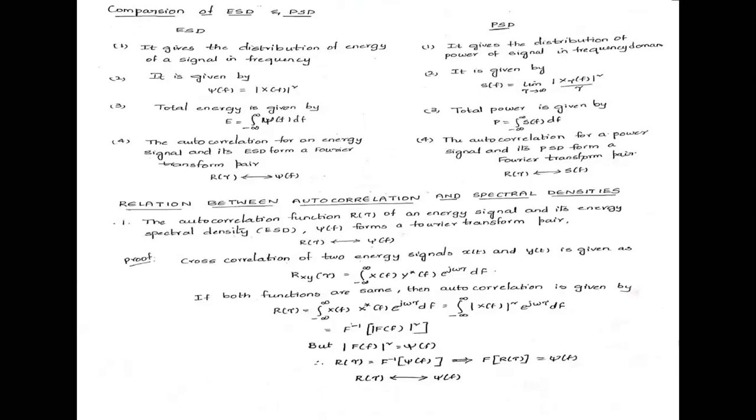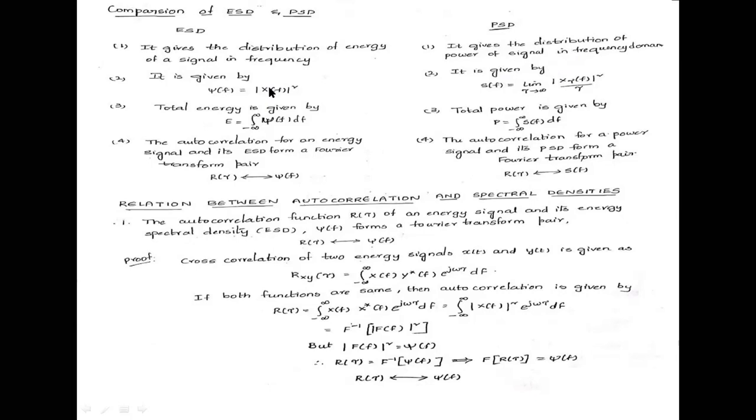In a similar fashion, psi y of f is equal to the squared magnitude of the system function multiplied by psi x of f. For the power spectral density, for a periodic function also, we get the same form. S y of f is equal to the squared magnitude of h of f times S x of f. Okay. Now the comparison between energy spectral density and power spectral density: the energy spectral density gives the distribution of energy of the signal in frequency. The power spectral density gives the distribution of power of the signal in the frequency domain.